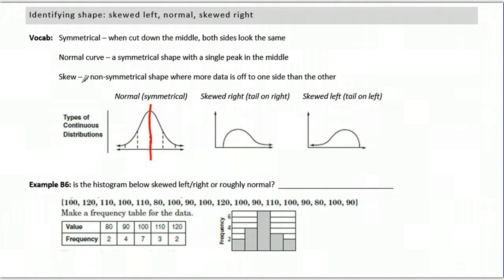And then skew. A skewed shape is when you have something that's not symmetrical, where more of the data is off to one side or more of it's off to the other. If you look at these two graphs here, these are both skewed.